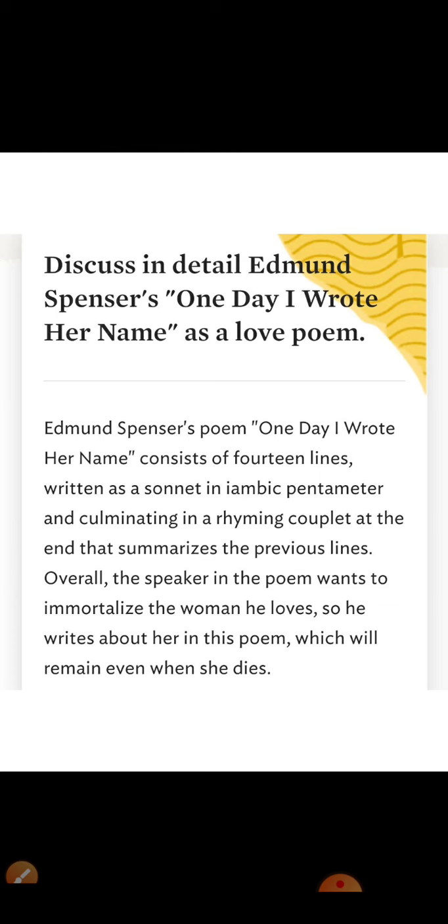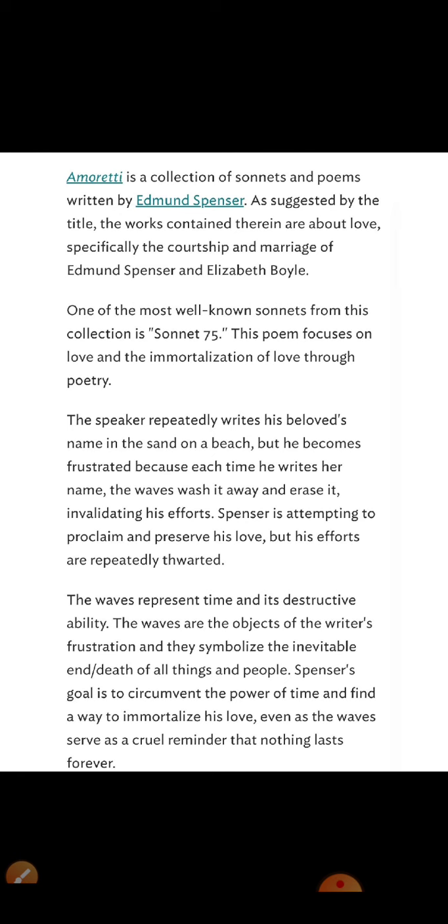Edmund Spenser's poem "One Day I Wrote Her Name" consists of 14 lines written as a sonnet in iambic pentameter, culminating in a rhyming couplet at the end that summarizes the previous lines. Overall, the speaker in the poem wants to immortalize the woman he loves. So he writes about her in his poem, which will remain even after she dies.